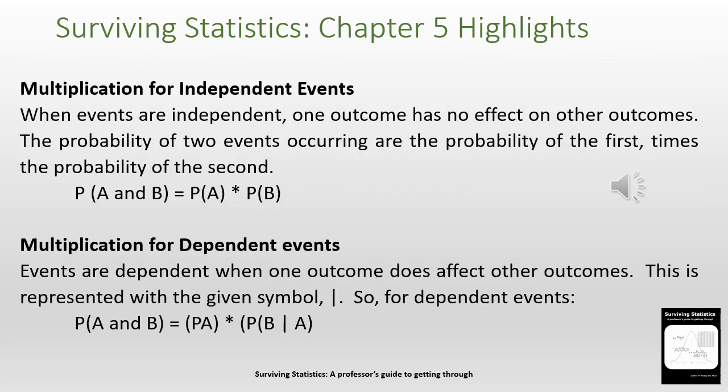All right, we talked about multiplication for independent events, and the perfect example here is tossing a coin twice and having it come up heads both times. So that probability would be the probability of A, heads the first time, times the probability of B, heads the second time. If the events are dependent, which means the first event affects the outcome of the other one, we would take the probability of A times the probability of B given that A has already occurred.